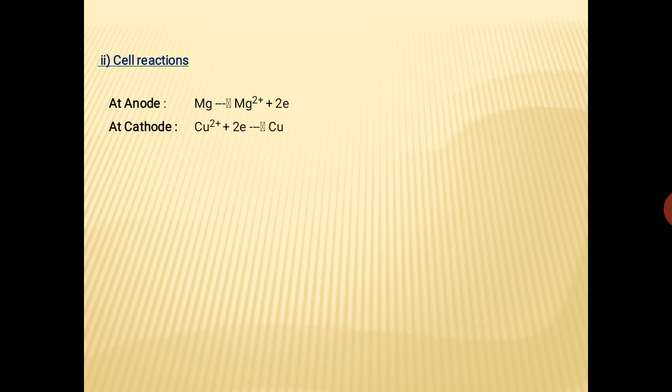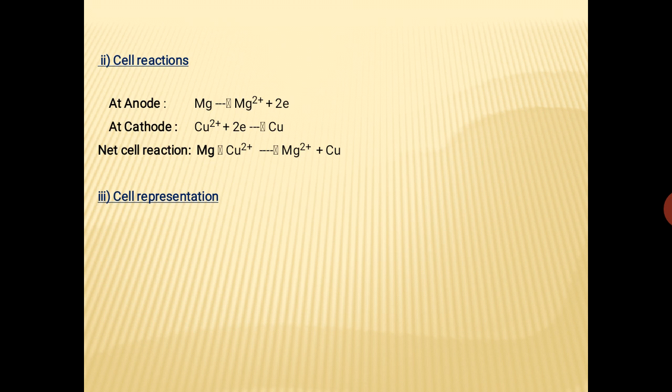Next they ask you to write the cell reaction. We need to write the separate cell reactions for the half cells, anode and cathode. At the anode, Mg is the anode, so Mg undergoes oxidation forming Mg2+ and 2 electrons. Then at the cathode, Cu2+ accepts 2 electrons and forms Cu. The net cell reaction is Mg plus Cu2+ gives Mg2+ plus Cu.